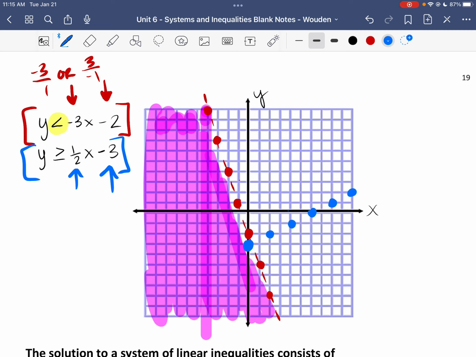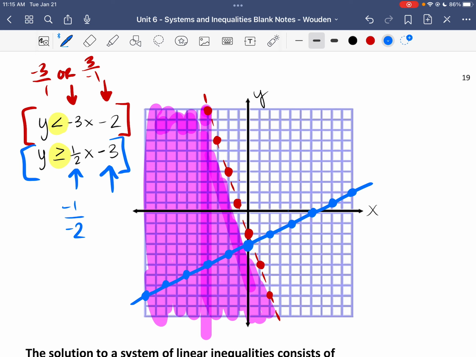Okay, then I do the inverse of that. So I go down 1 and left 2. Down 1, left 2. Keep doing that. And I need you guys to go all the way to the edge of your plane. Now we need to decide if this is a solid line or a dotted line. So if we look, that is greater than or equal to. If we have the equal to sign underneath, then we know that it is going to be a solid line.